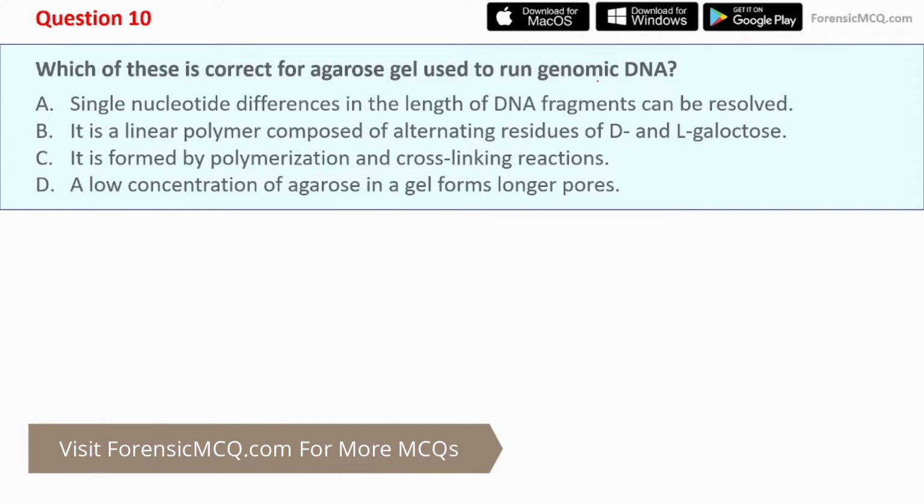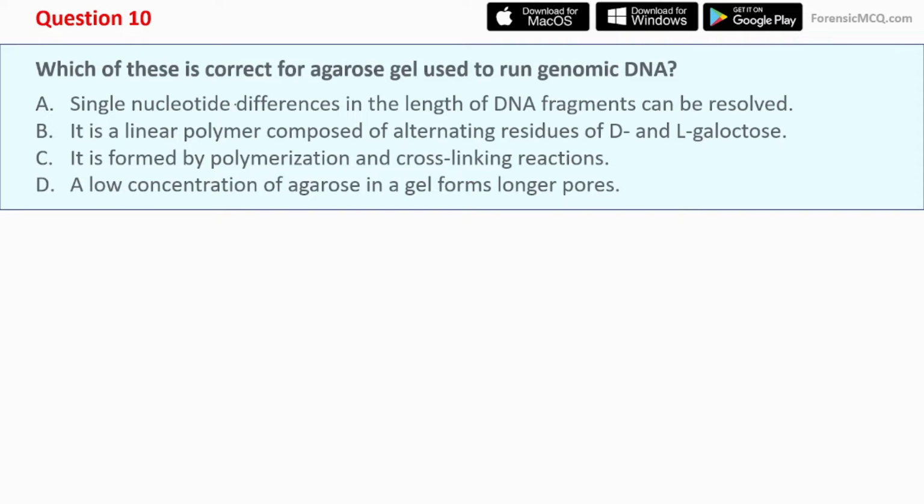A, a single nucleotide difference in the length of DNA fragments can be resolved. B, it is a linear polymer composed of alternating residues of D and L galactose. C, it is formed by polymerization and cross-linking reaction. And D, a low concentration of agarose in a gel forms larger pores.